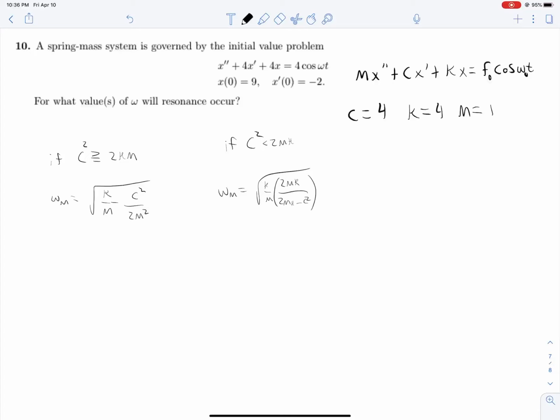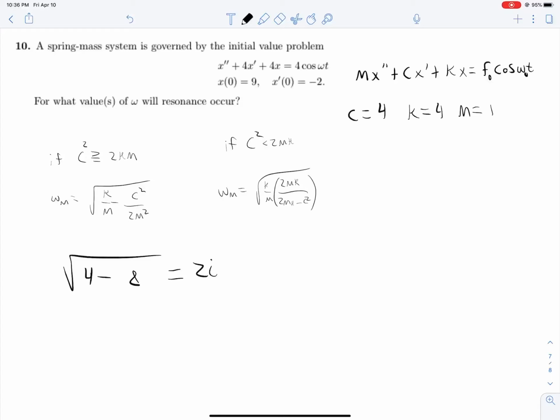So we'll see pretty quickly that 16 is greater than or equal to 8, so we will use this equation right here. We're taking the square root of k over m, that's 4, minus c squared, which is 16, over 2m squared, which is 2. So 4 minus 8, and we get 2i.